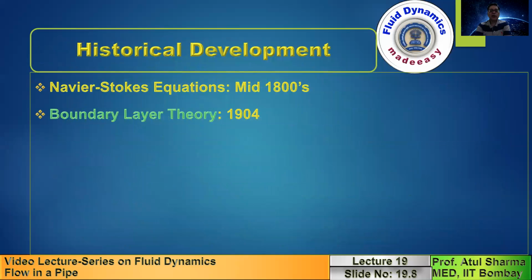If you look into the historical development in fluid mechanics, the Navier-Stokes equation was proposed somewhere in the mid 1800s, and the boundary layer theory was proposed by Prandtl in 1904.